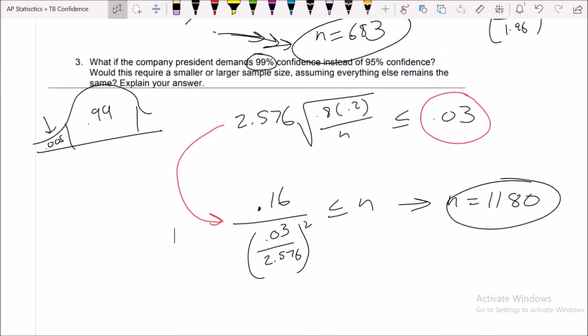People, that's all for today. We've talked about how to calculate a confidence interval for a proportion, and how to find the sample size needed for a given margin of error.